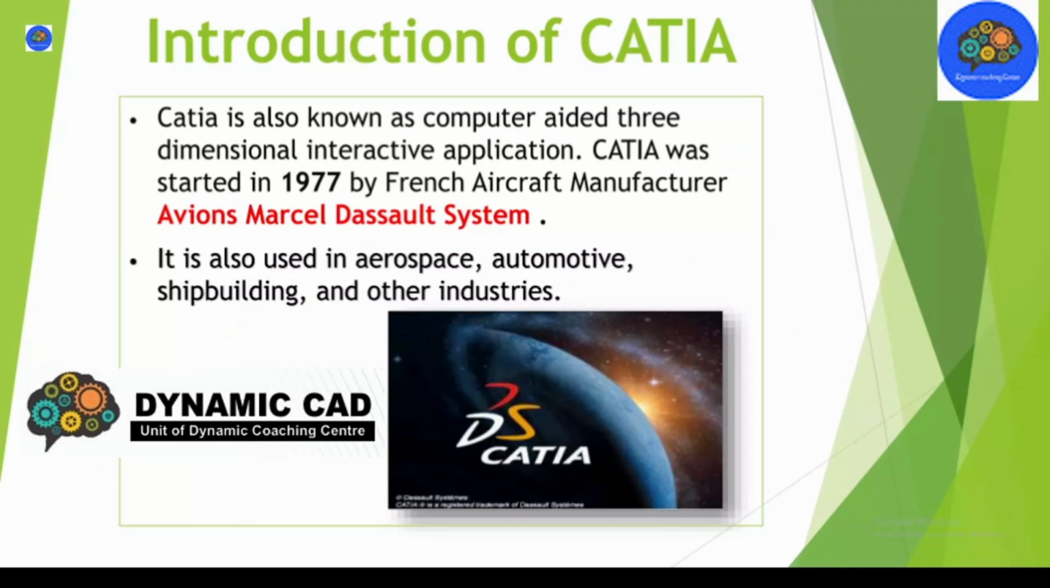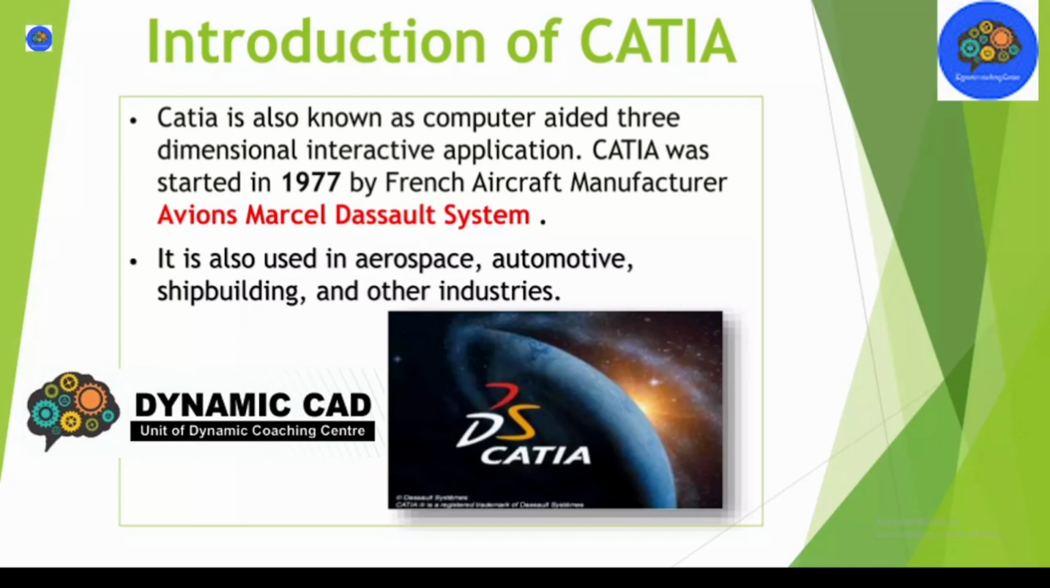In this session we are going to see what CATIA is, and what the features and uses of CATIA software are. CATIA is known as the Computer Aided Three-dimensional Interactive Application. It is computer aided designing software owned by Dassault Systems, the parent company of CATIA.